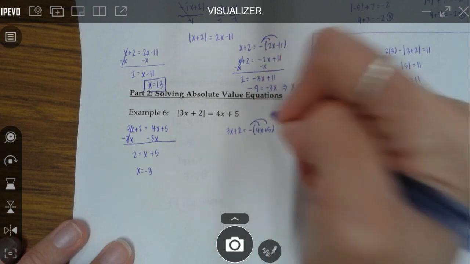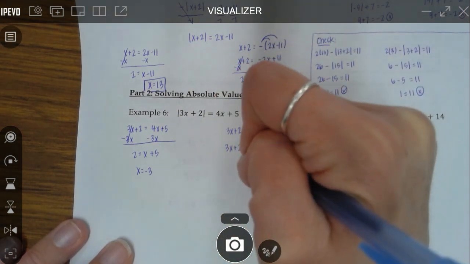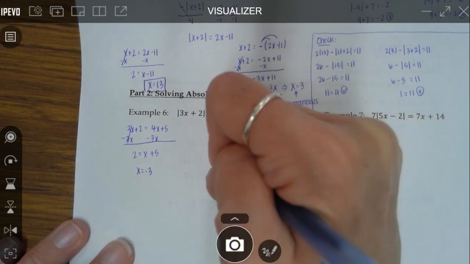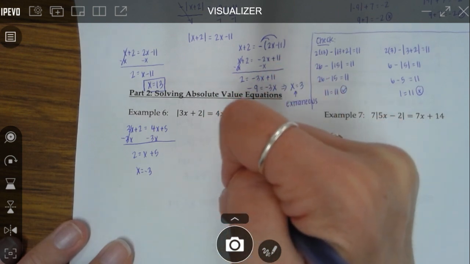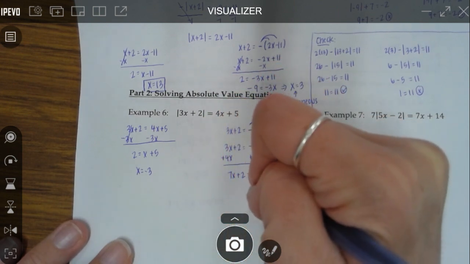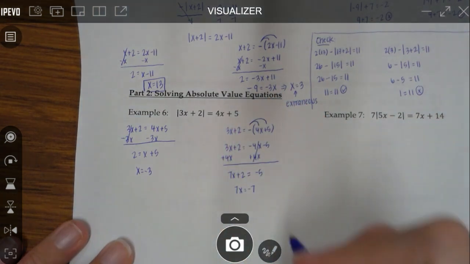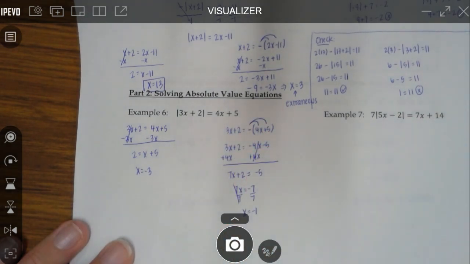Over here, distribute in my negative. 3x plus 2 is equal to negative 4x minus 5. I'll go ahead and add 4x to both sides over here. I get 7x plus 2 is equal to negative 5. Subtract 2, 7x is equal to negative 7. Divide by 7, x should be equal to negative 1.